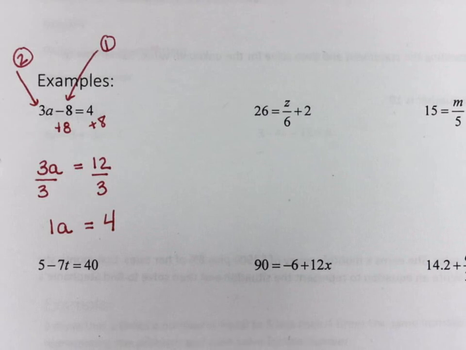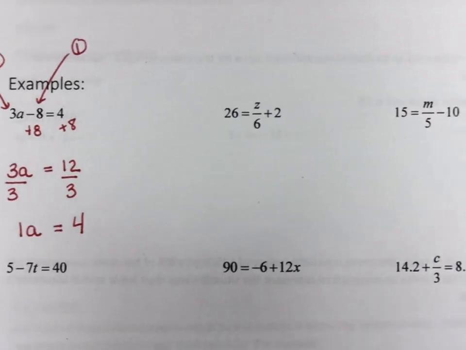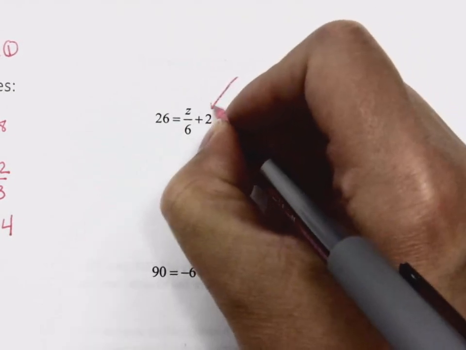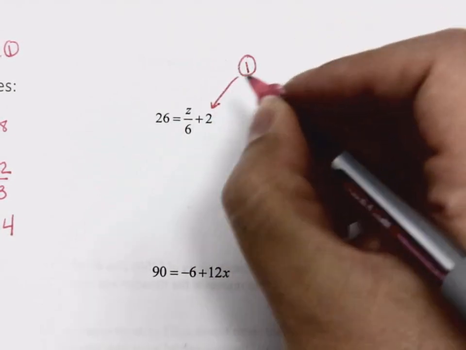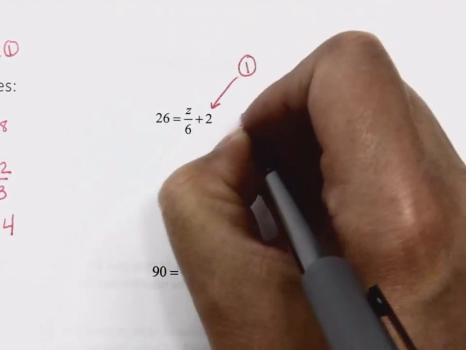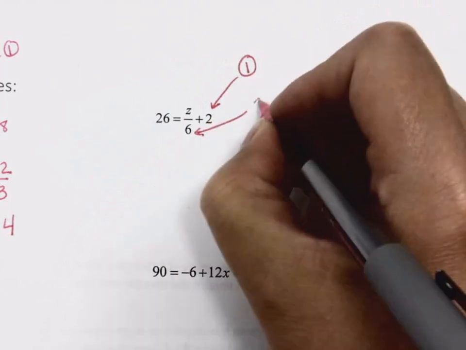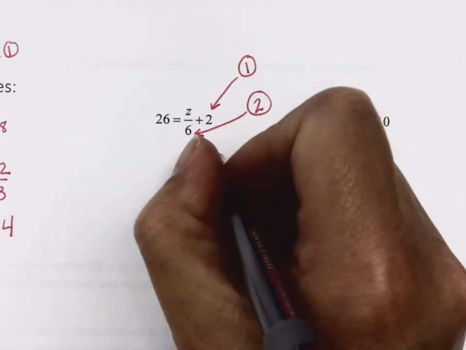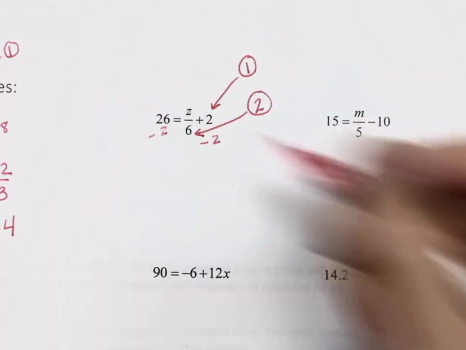Okay. So if I look at this next one here, I have an add 2, so that'll be the first thing I deal with. And then I have divide by 6, so that'll be the second thing I deal with. So I always want to deal with that add or subtract first. So if it's an add 2, I'm going to subtract 2 from both sides.